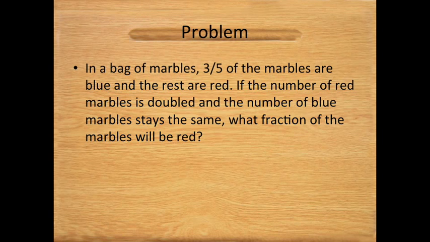Here we have a problem. This problem states in a bag of marbles, 3/5 of the marbles are blue and the rest are red. If the number of red marbles is doubled and the number of blue marbles stays the same, what fraction of the marbles will be red? Okay, if we look at this, we can change this up a little bit and ask what is the ratio of blue marbles to red marbles, and how will the ratio stay the same, or will it change?